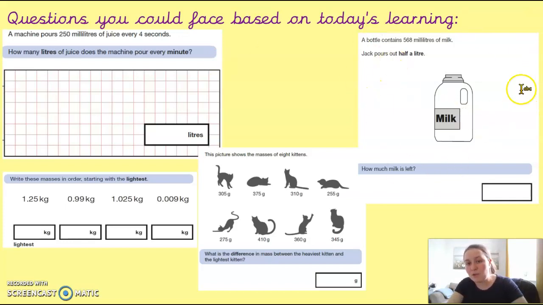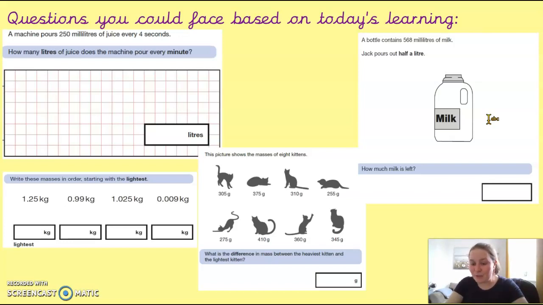In this one, a bottle contains 568 millilitres of milk and Jack pours out half a litre. How much is left? You're going to do a takeaway and you need to know how much half a litre is. So if 1 litre is 1,000 millilitres, half a litre is 500. So that's what you take away.